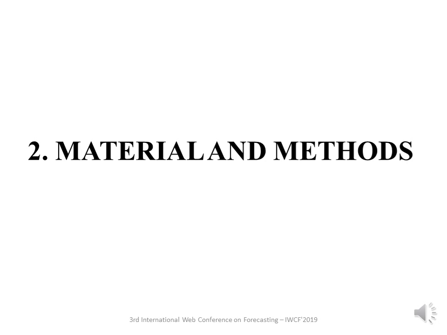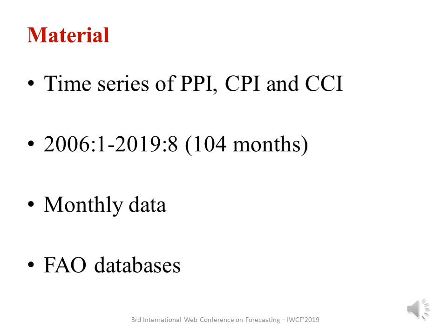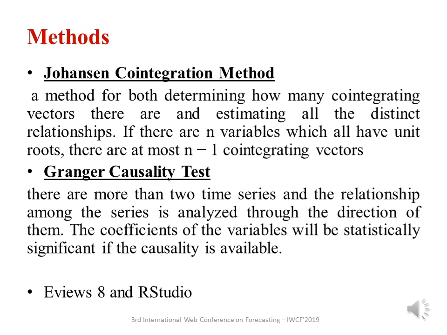Now we can look at the material and methods of the study. The material of the study is the monthly time series data of PPI, CPI, and CCI for a 104 months period from January 2006 to August 2019, and it was obtained from the databases of the Food and Agricultural Organization. The methods of the study are the Johansen cointegration method and the Granger causality test.